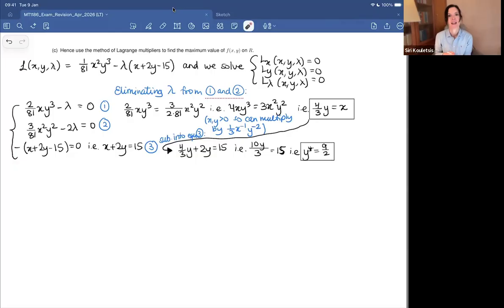Okay, you're welcome. All right, so now we have the value of y that maximizes the expression for f of x and y subject to the constraint that x plus 2y must be 15.